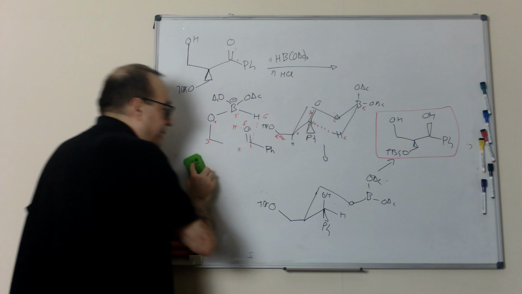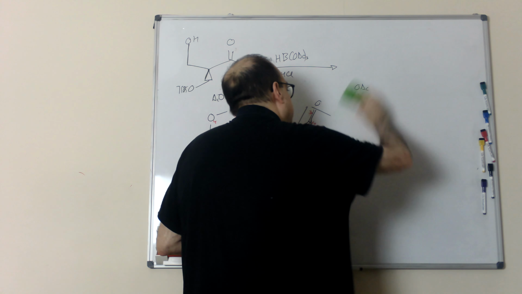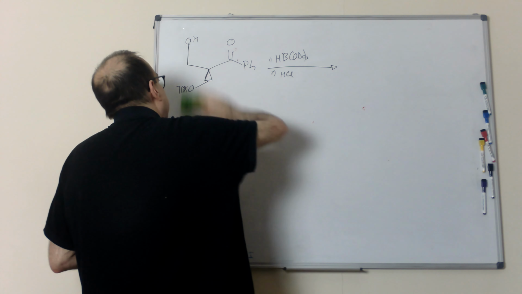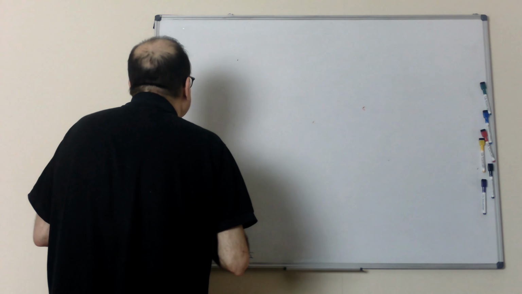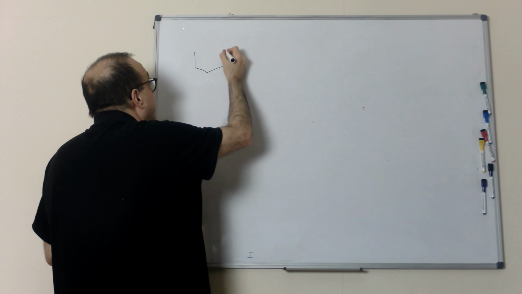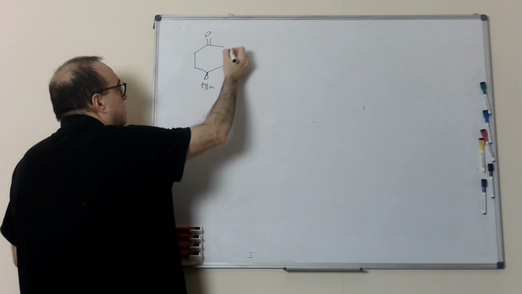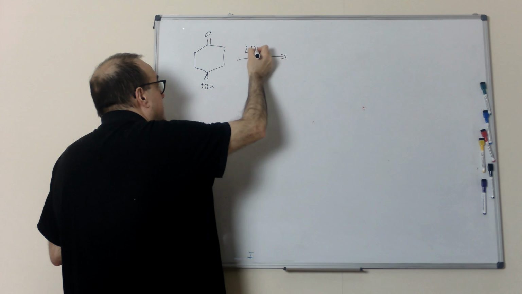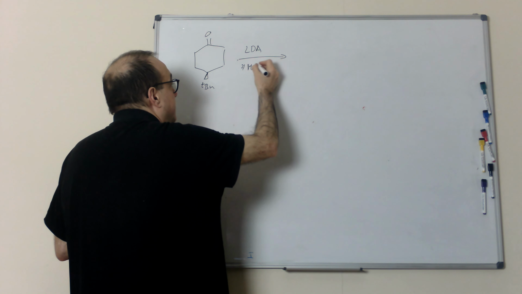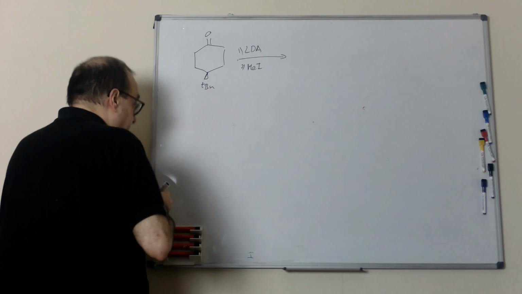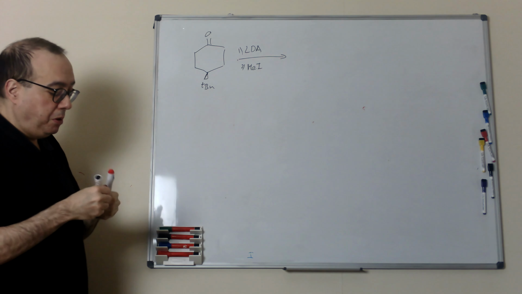Good. We will do exercise number 2. In exercise number 2, what we have is this cyclohexanone, and we add LDA, and next we add methyl lithium. Okay? Well, how do we start this reaction? Basically, we react the cyclohexanone with LDA, and we will form the enolate.